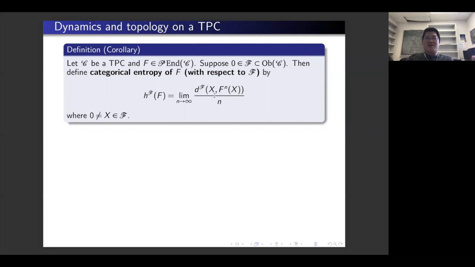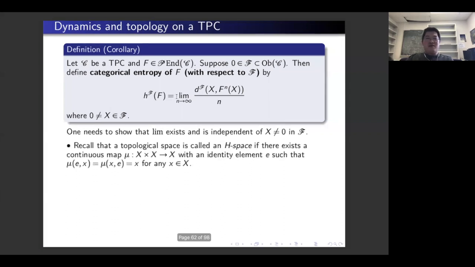And maybe it grows very fast, divided by N, and that gives you a certain number. And of course you need to show that the number exists and is independent of which X you take. Well, that's it.